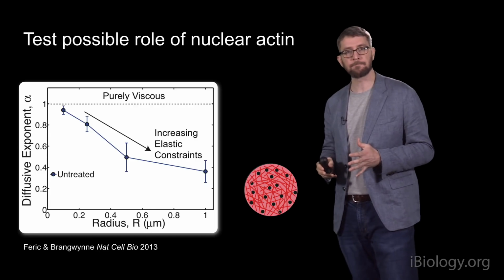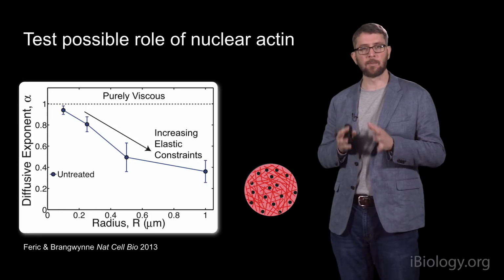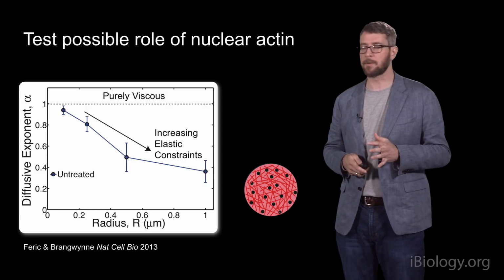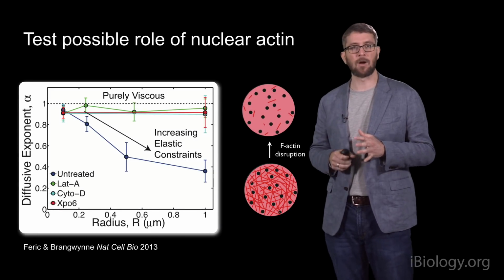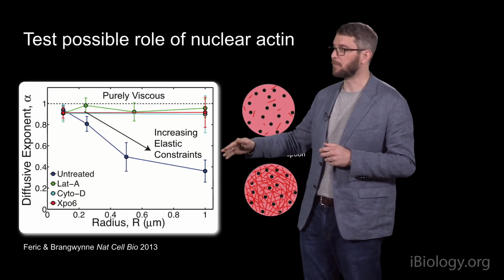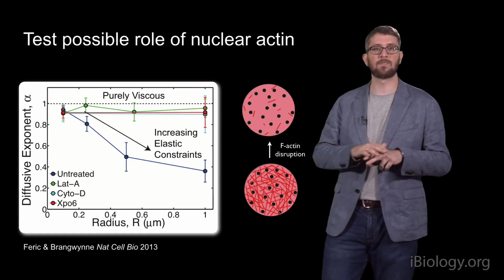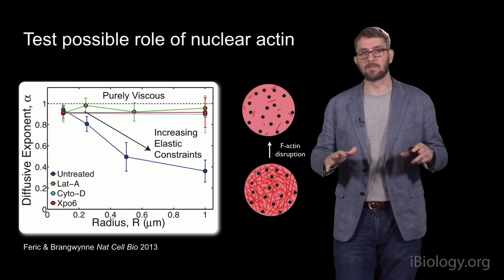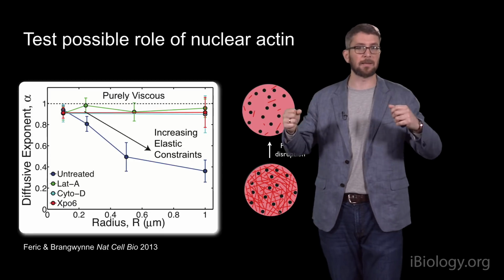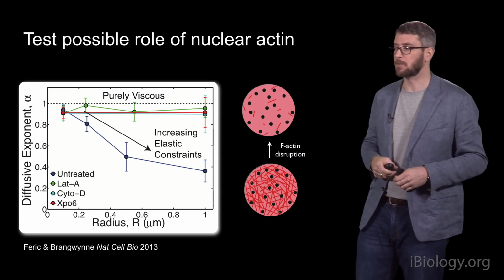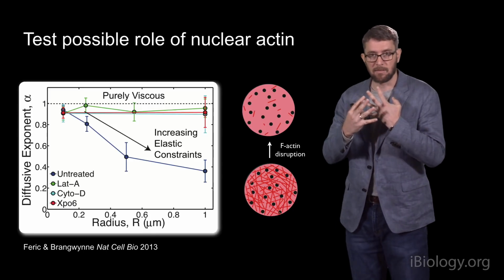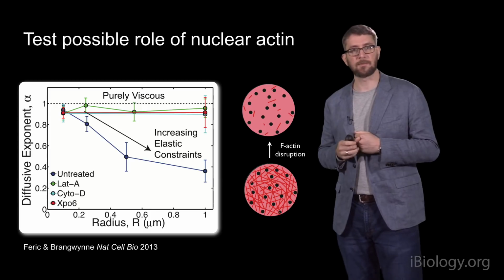So we did this experiment. It turns out there's a number of ways we can disrupt an actin network, and we tried all of them. And what we saw very consistently was in all cases, the bead motion now exhibited a diffusive exponent that was consistent with simple diffusion in the absence of any elastic constraint. So all the beads now were able to diffuse around freely within this nucleus. So it really does look like there's a nuclear actin network that's forming a scaffold within this nucleus.